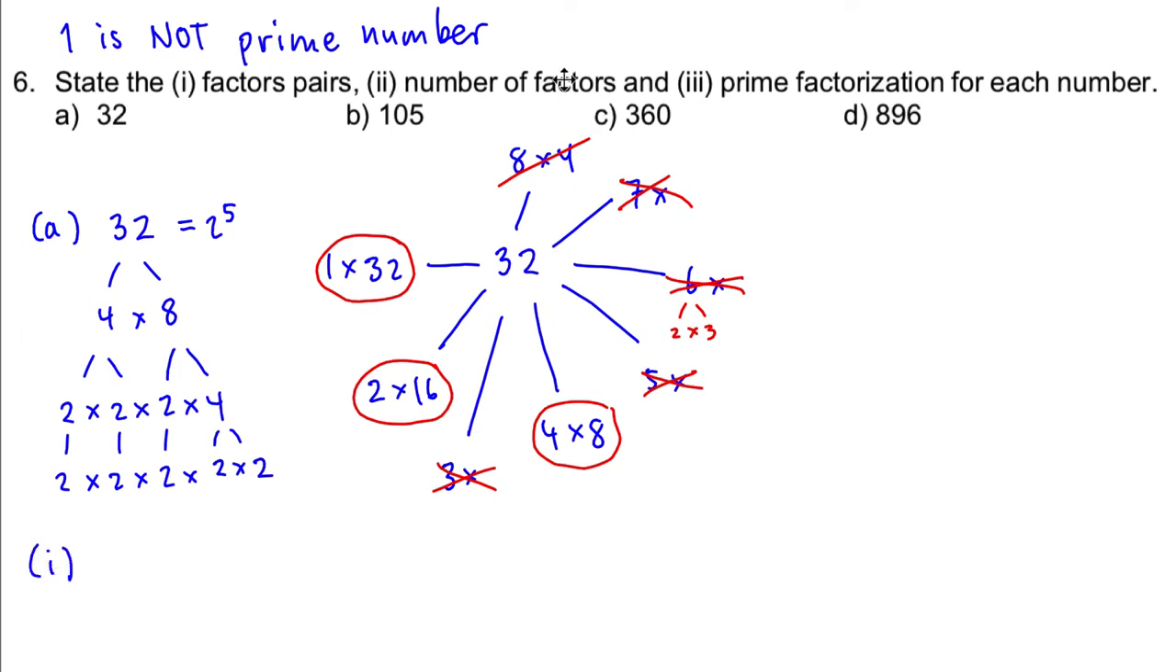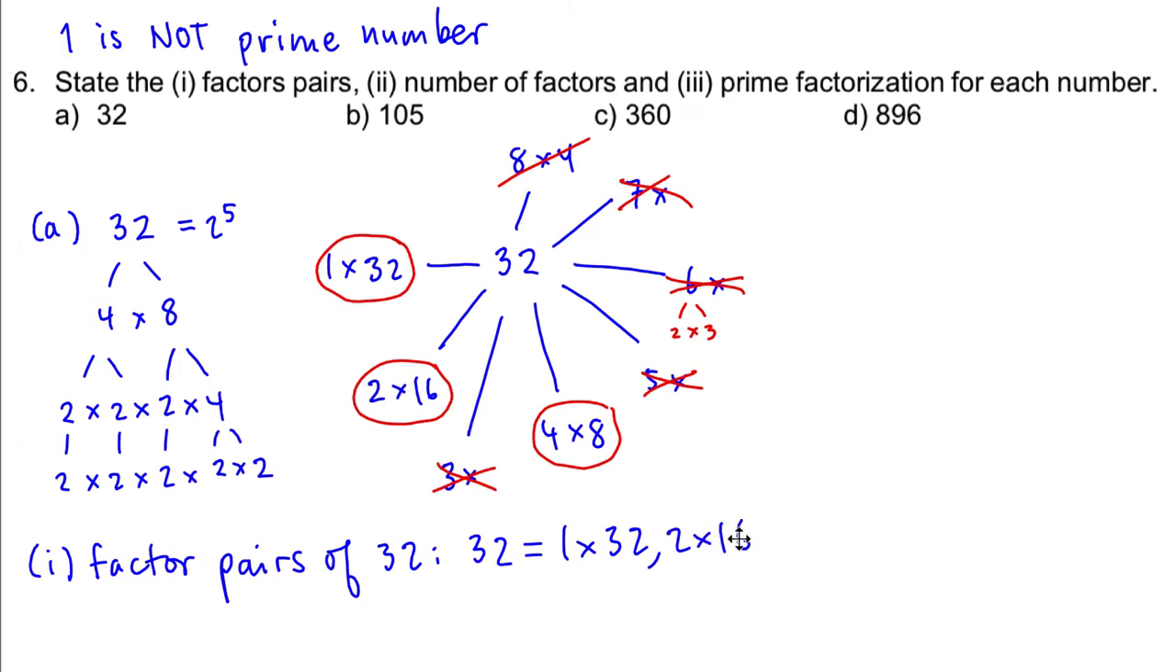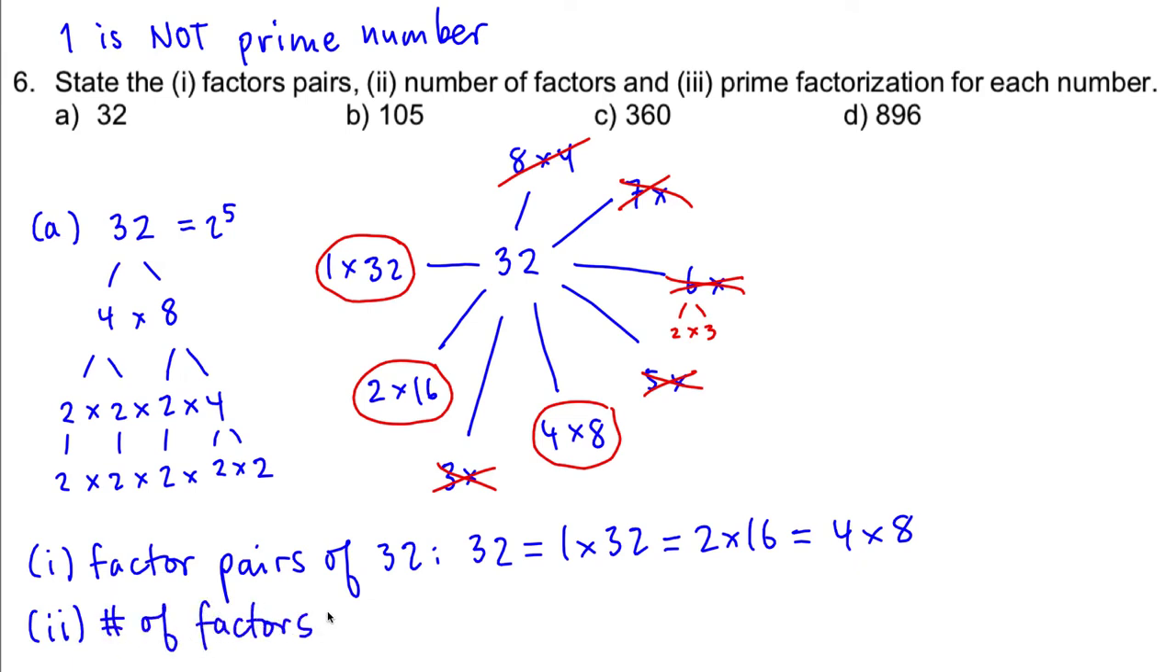So to answer part 1, the factor pairs, I'm going to write it like this. 32 is equal to 1 times 32. It's equal to 2 times 16. I'm going to put an equal sign in between because all of these results are equal to each other. 2 times 16 is equal to 4 times 8. So we have 3 different factor pairs, and the number of factors, we just count all the different numbers that we have. 1, 2, 3, 4, 5, 6. So we have 6 factors, and then in part 3, the prime factorization is that 32 is equal to 2 times 2 times 2 times 2 times 2, 5 copies of that, or you could write it as 2 to the exponent 5. I like this notation because it uses less ink, so it's simpler.